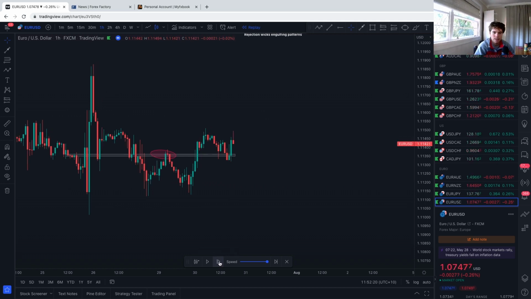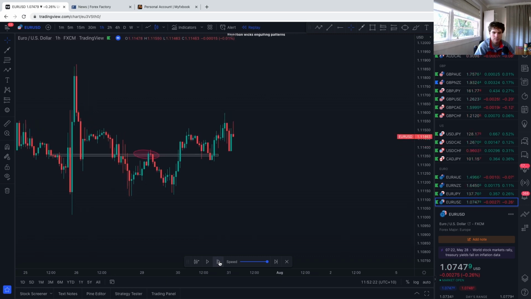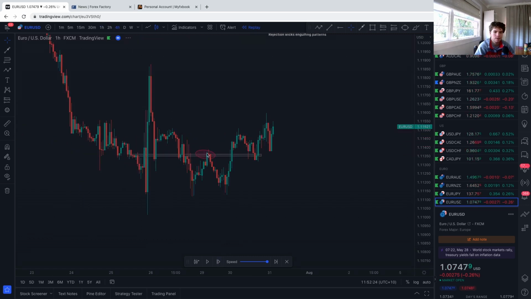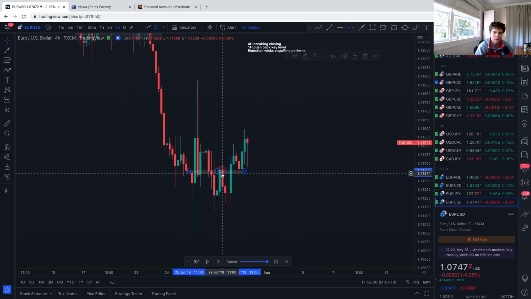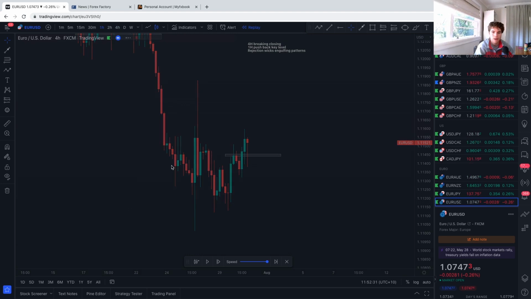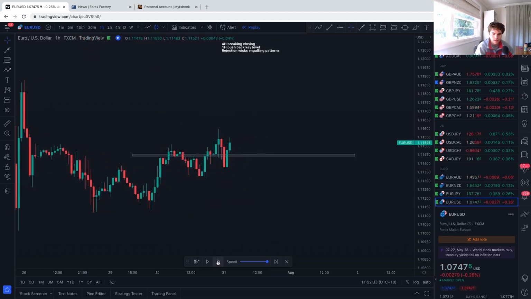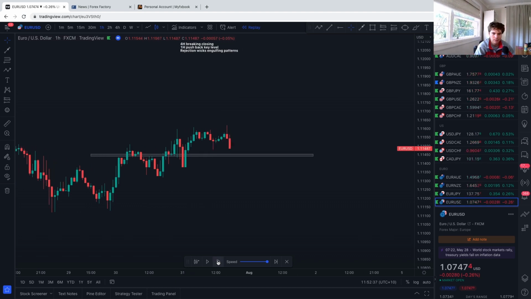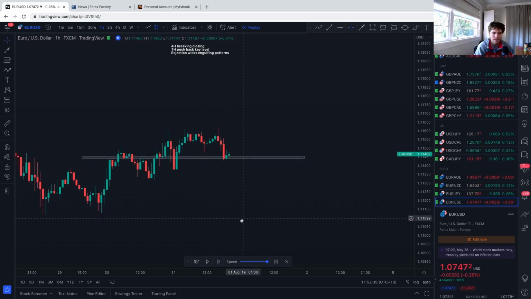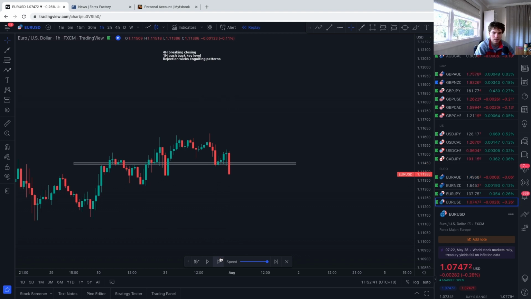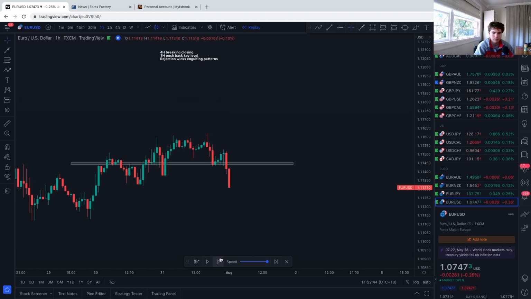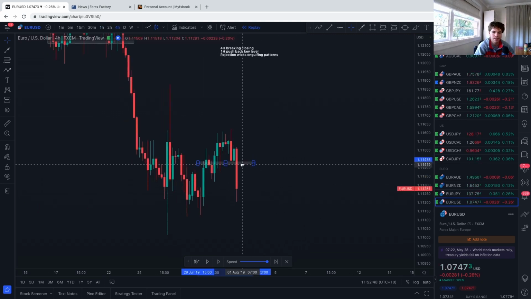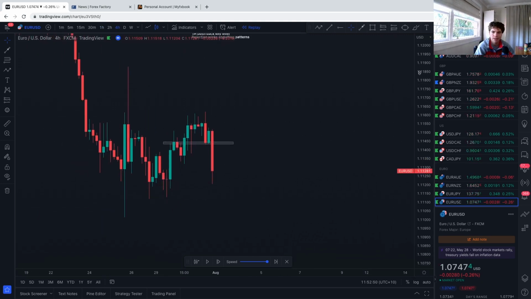Oh, what a mess. Okay, unfortunate. That was a nice setup, but let's move on to the next. We got a new break above the key level. Let's just see what's happening here. Jeez, this is a messy, messy structure. Okay, next trade. I just want to get out of this. This is gross. Okay, nothing really going on here.